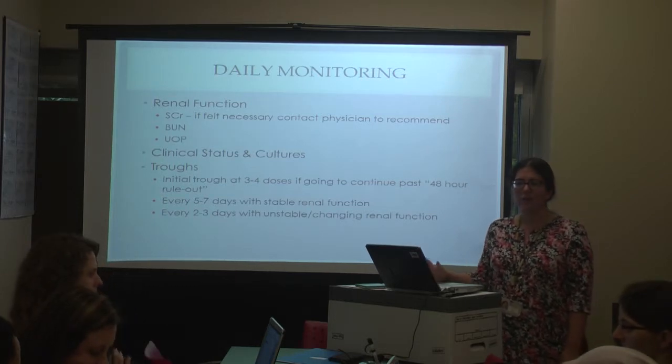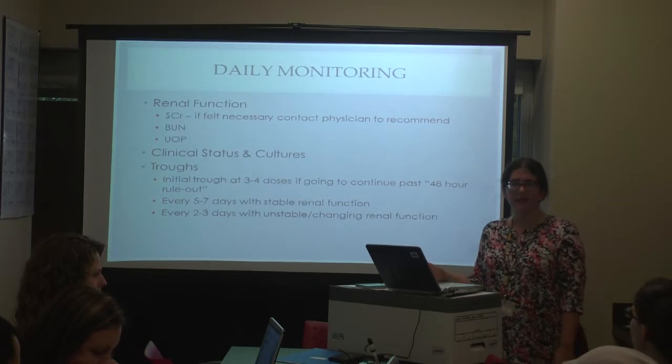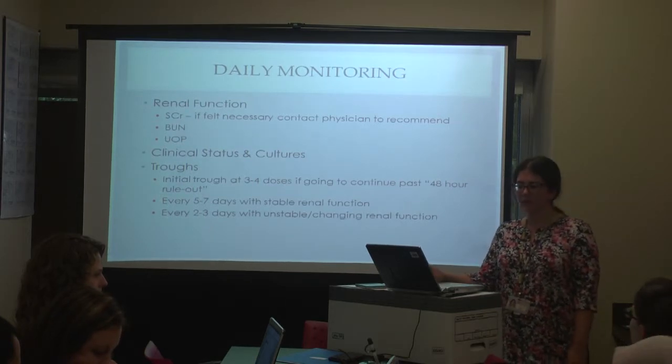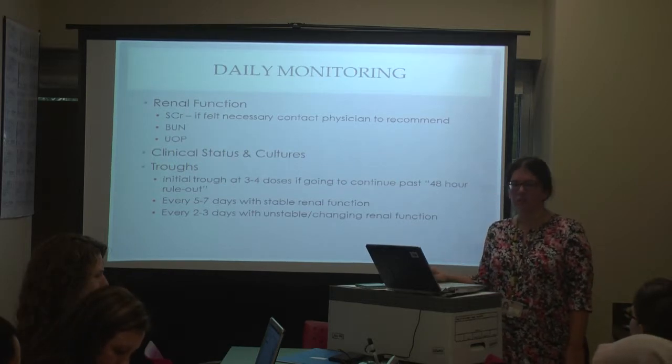And then after that, we know we've gotten a good trough, and we're going to continue therapy, getting troughs every 5 to 7 days in patients with stable renal function is generally recommended, or every 2 to 3 days if they have unstable or changing renal function.